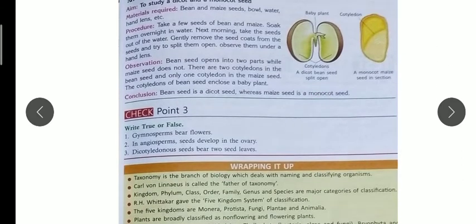Now checkpoint number 3 is given. Gymnosperms bear flowers. This statement is false, because gymnosperms bear cones, not flowers. In angiosperms, seed develops in the ovary. This statement is true. Now, dicotyledon seeds bear two seed leaves. So the third statement is also true.